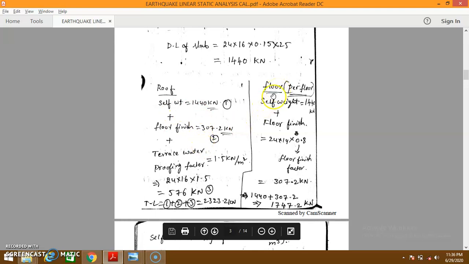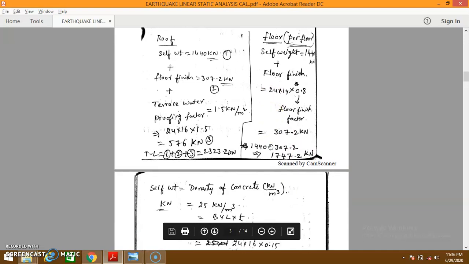Like that, floor per floor self weight. Self weight is the same: 24 into 16 into 0.15 into 25, and that is 1440, the same. For floor finish, the factor we already took is 0.8; floor finish is nothing but the tiles weight. That weight is the floor finish, equal to 307.2 kilonewtons. Add these values: 1747.2 kilonewtons. This is the self weight of slab.